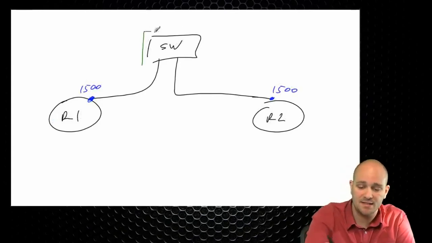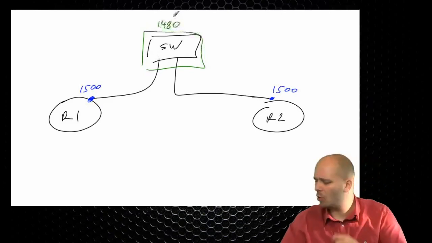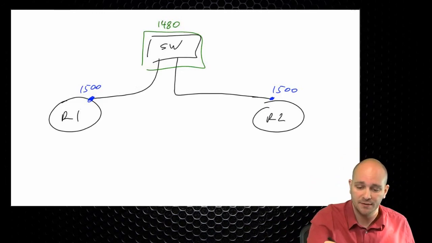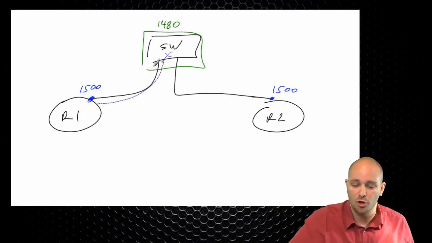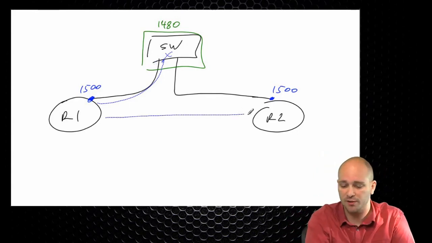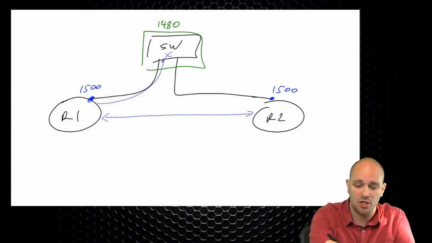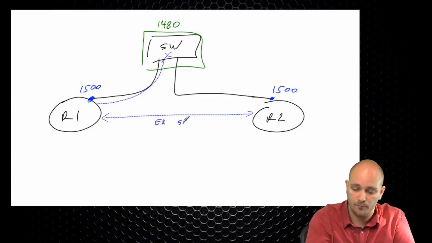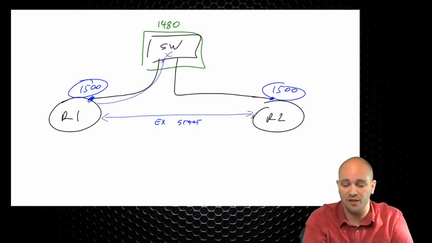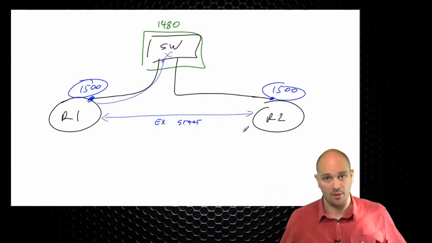But let's say that the system MTU on the switch was set to 1480, or any number. Now, if we try to send a 1500 byte packet from R1 to the switch, the switch will actually drop this packet because it cannot switch it. But in the exchange start, these two routers exchange this information, so the two of them actually agree about this.